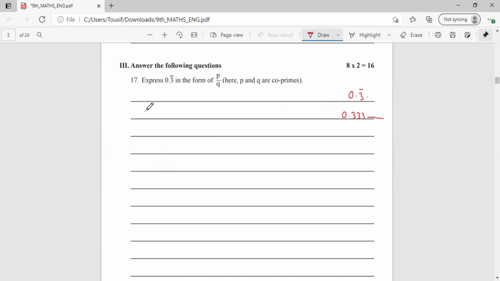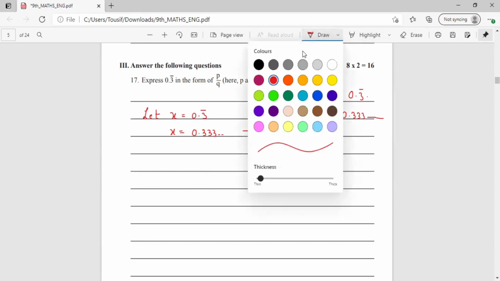So let x be equal to 0.3 bar. Now let us utilize that bar. So x is equal to 0.333 and so on. Whatever number of times you want, you can write down. We shall mark it as our first equation.